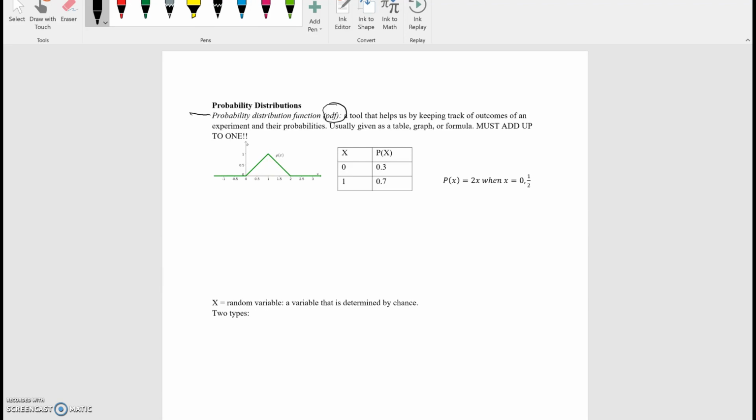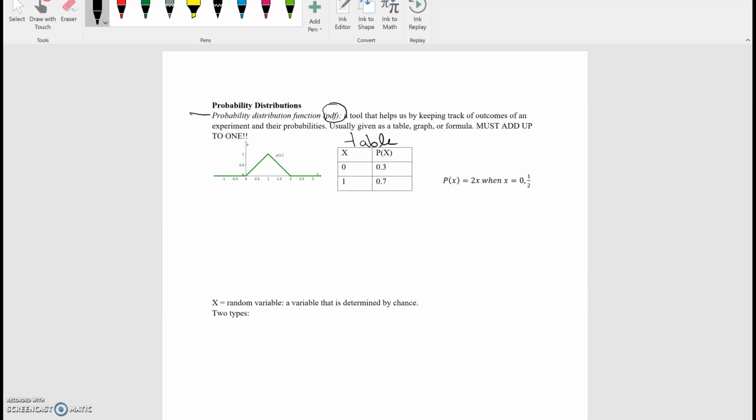So basically this is just a tool that helps us by keeping track of outcomes of an experiment and their probabilities. The way that we usually do this is given to us in a table, a graph, or a formula. We need to keep in mind that everything needs to add up to 1. So for example, I gave 3 different examples here, right? If we look here, here's a table.